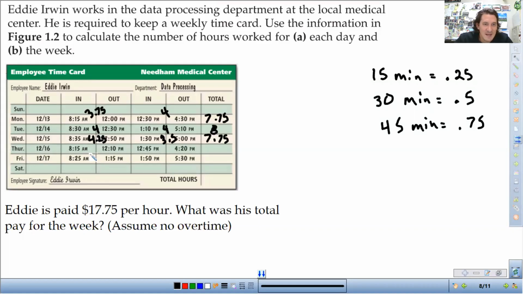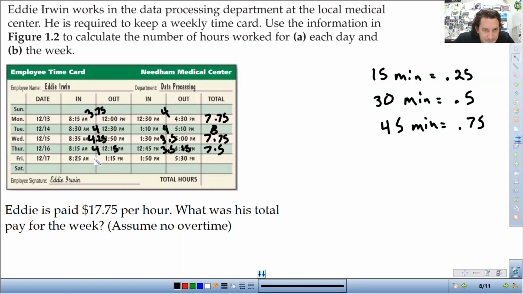8:15 to 12:10, that is 8 hours. And I'm actually going to make this, I'm just going to say, keep it simple for us. I'm just going to say it goes to 12:15. 8:15 to 12:15 is 4 hours. 12:45 to 4, I'm going to round this one again just to make it a little simpler to 4:15. 12:45 to 4:15, that's going to be 3.5 hours. So that's going to be a total of 7.5.